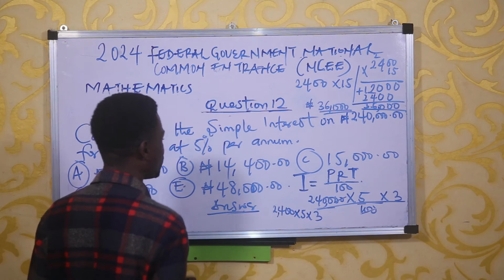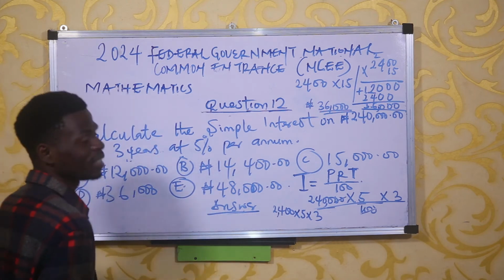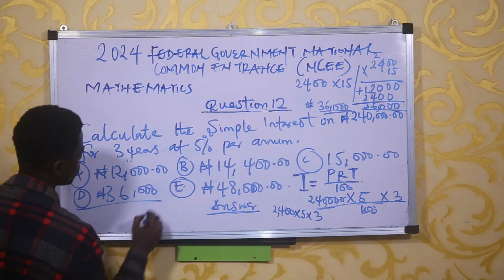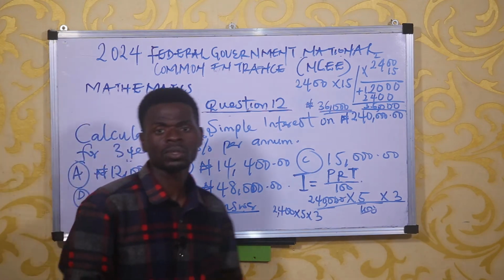So in this place, our answer here is option B, which is 36,000 naira. Very, very simple. Thank you very much.